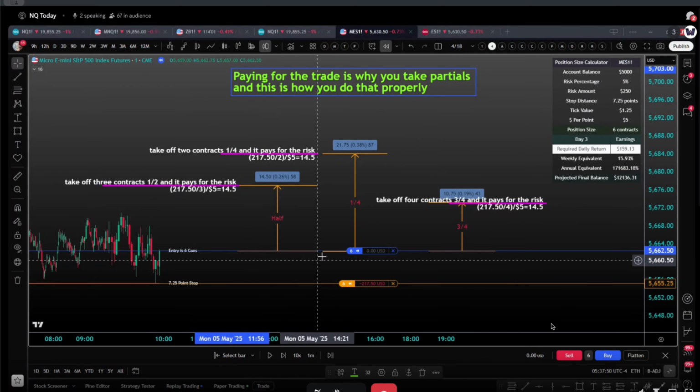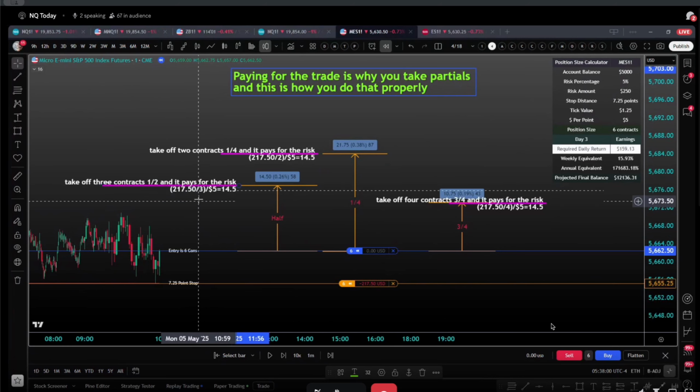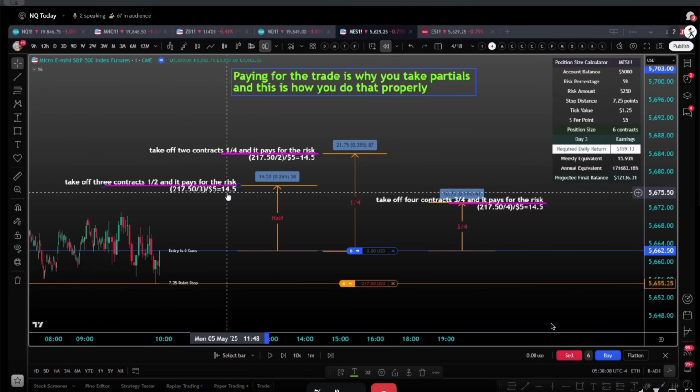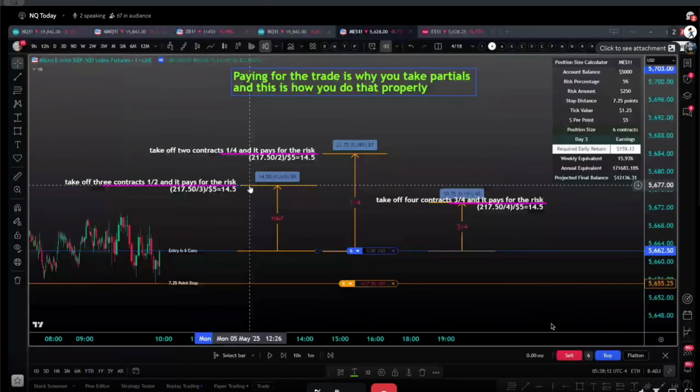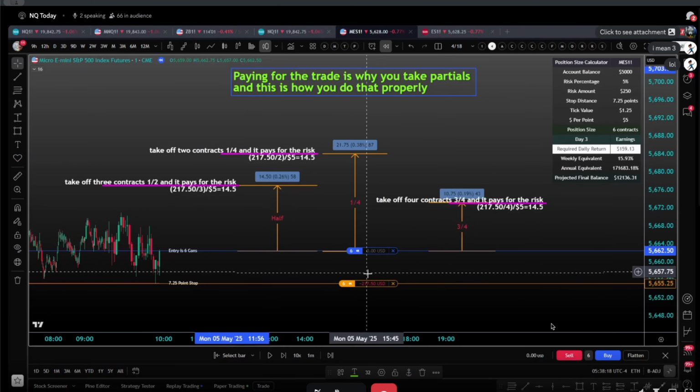So if I'm in 6 contracts, this is the location using this formula: the amount of risk divided by half, which is 3, and then taking that number and dividing it by the tick value, which is 5, telling me 14.5 handles away on the ES. So I know if I take 3 off right here, because I'm doing half, this 217 is now risk free.